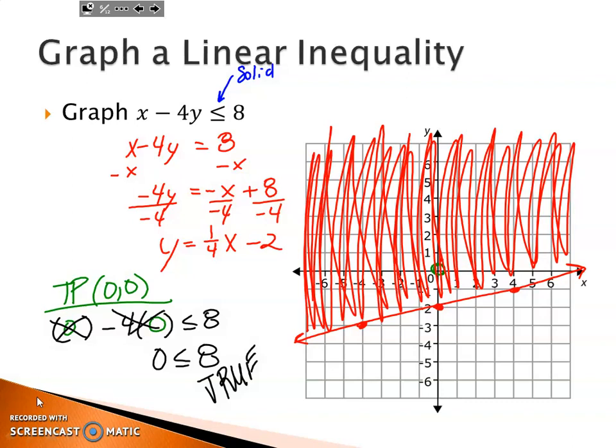Next video, we're going to do multiple linear inequalities. So basically, it's the exact same thing, but you're going to be graphing two of these lines on the same graph.